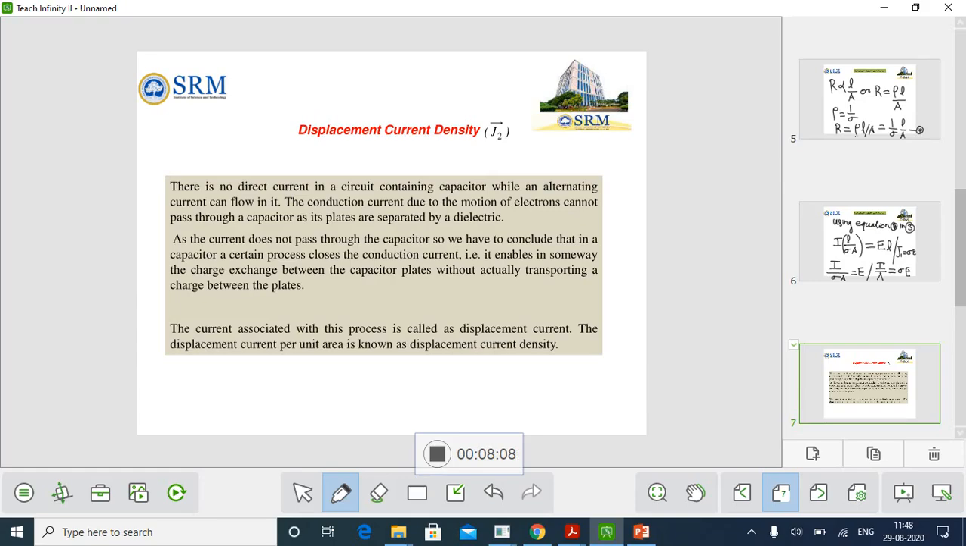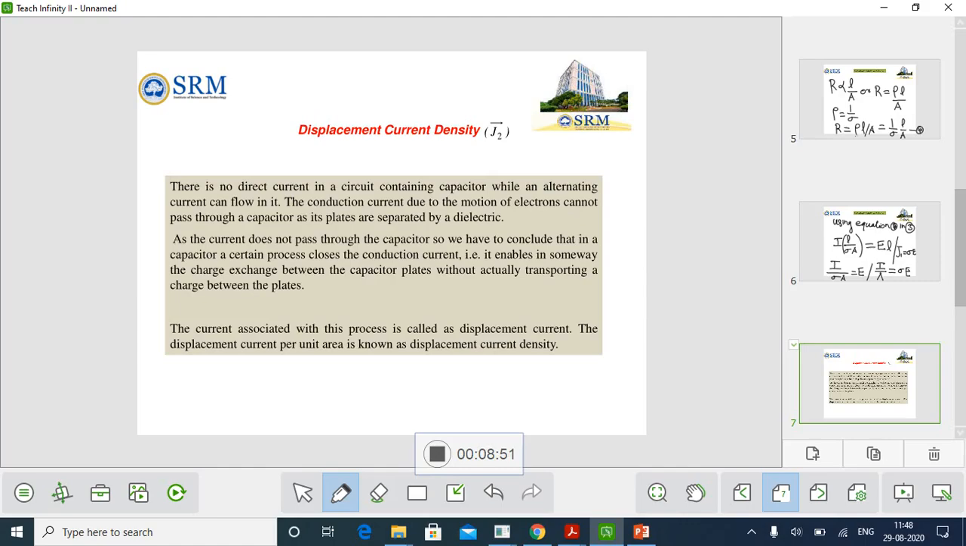There is no direct current in a circuit containing a capacitor, while an alternating current can flow in it. The conduction current due to the motion of electrons cannot pass through a capacitor as its plates are separated by a dielectric material. As the current does not pass through the capacitor, we have to conclude that in a capacitor, a certain process closes the conduction current, that is, it enables in some way a charge exchange between the capacitor plates without actually transporting a charge between the plates. So the current associated with this process is called displacement current. The displacement current per unit area is known as displacement current density.